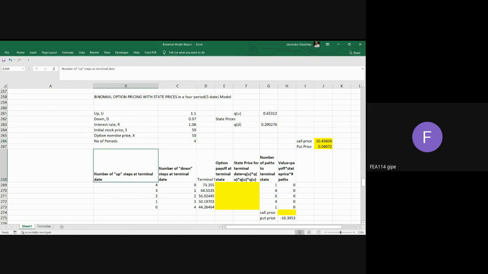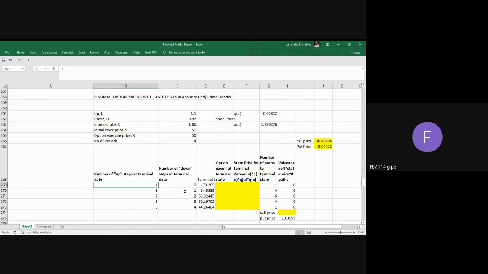I will teach you how to do it the fastest way possible. But before that, you need to pay attention to this. The number of up steps at the terminal date. If I just take all the up states, this will be 4, because the stock goes up in the first state, the second state also it goes up, the third state also, and the fourth state goes up and reaches the pinnacle of the lattice where its value becomes 73 point something. That's why the option becomes in the money, with a value of 73.20.